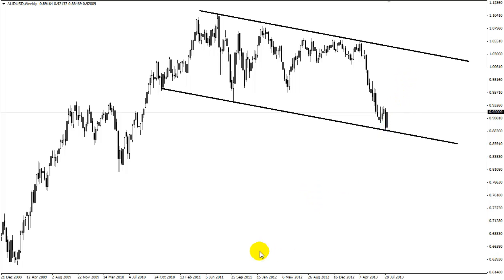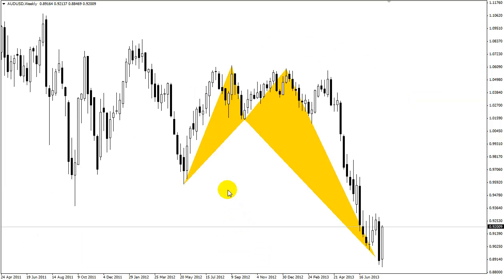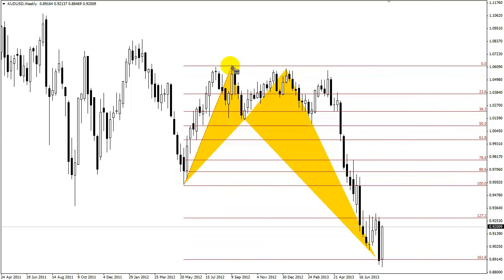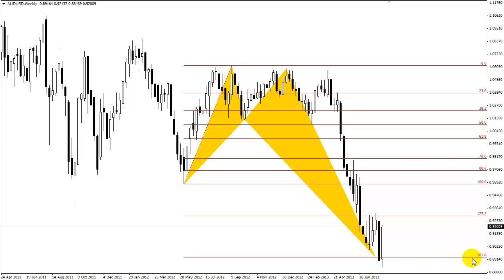So let's see then. The first one is this, the butterfly buy, and at this point market completed the 1618 extension, the 1618 target of this butterfly, as we can see here. Let's put the Fibos, and we can see that this is the 1618 extension of this butterfly.